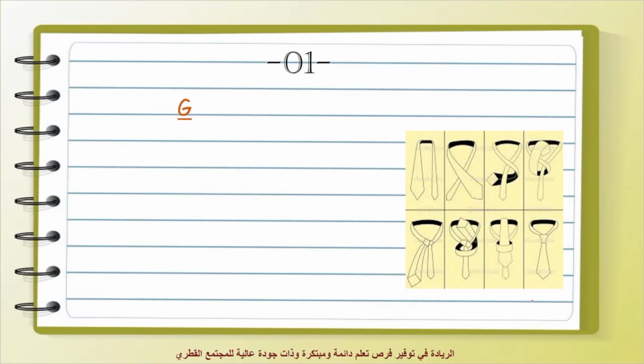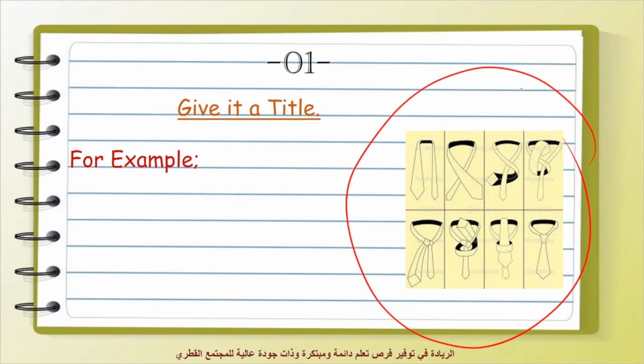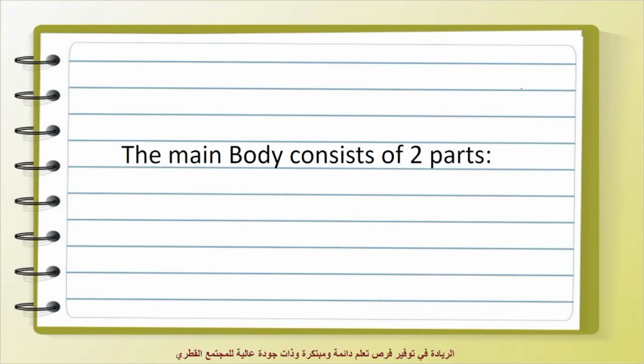First of all, as in every kind of writing, you must give it a title. Let's take this image as an example. What title would you give it? Very good. How to wear a tie. See, simple. Then moving on to the main body, which consists of two parts.